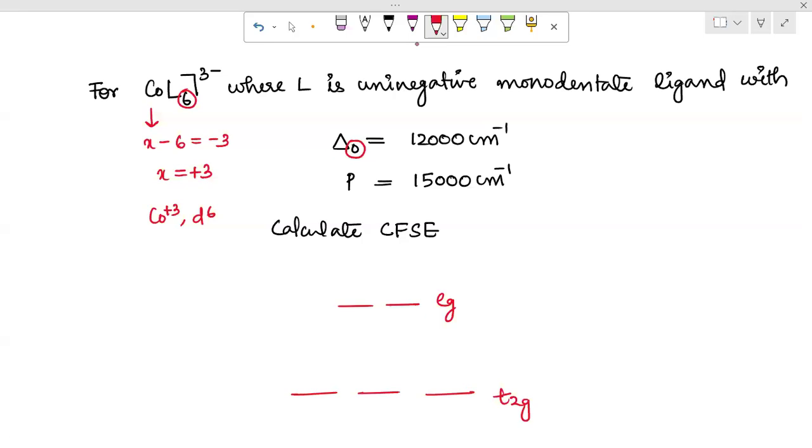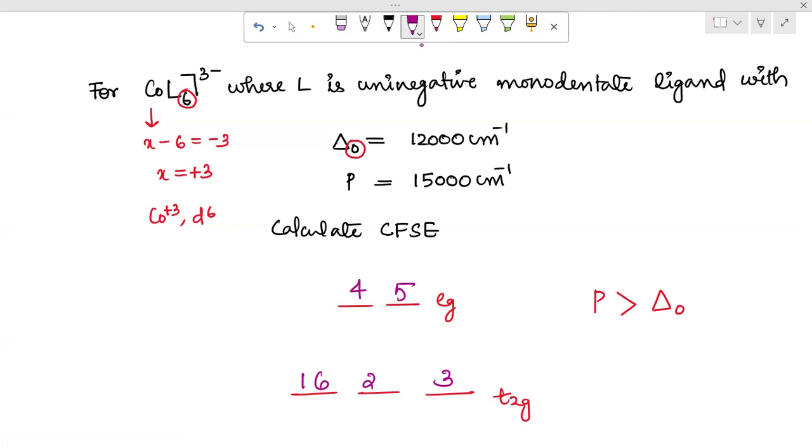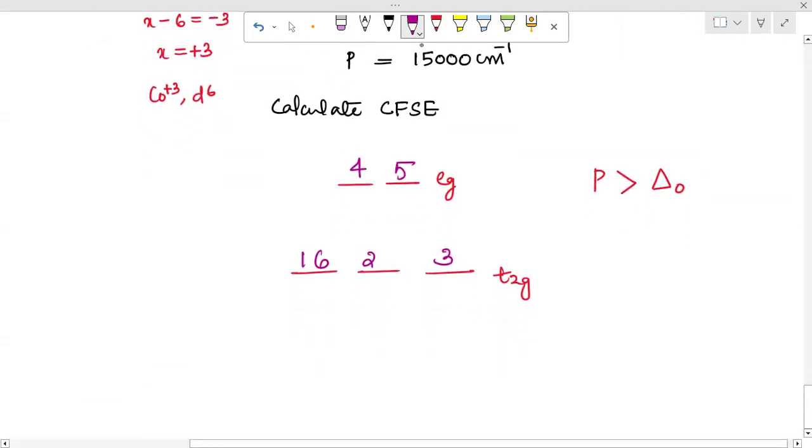Understand that the pairing energy is greater than delta O. That means the electrons won't try to pair. The pairing energy is high, so instead it will overcome the splitting energy. So you have 6 electrons, right? So 1, 2, 3, 4, 5 and 6 will be the configuration. Why? Because the pairing energy is high. So it will first overcome the splitting energy and then only pairing will happen. Correct? So what is the configuration? T2G4 EG2 it is.